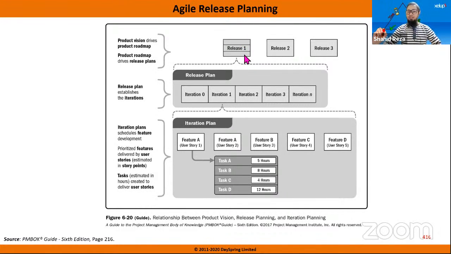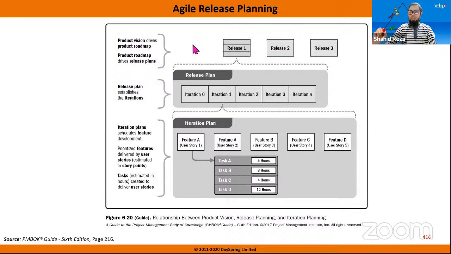In one release, we will provide some part, which is known as the MVP, minimal viable product. So we'll deliver some part of the product, and in release 2 another part, and in release 3 we'll finish the product. So after planning the release, we are then breaking down that release into iterations. For this example, now we are doing release planning.